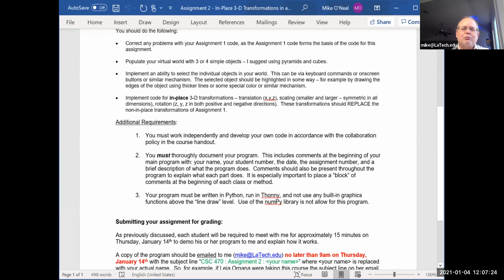Implement code for in-place 3-dimensional transformations: translation, scaling, either larger or smaller, and rotation in X, Y, and Z in both positive and negative directions. These transformations should replace the non-in-place transformations of assignment 1. This is not hard. This is very simple.